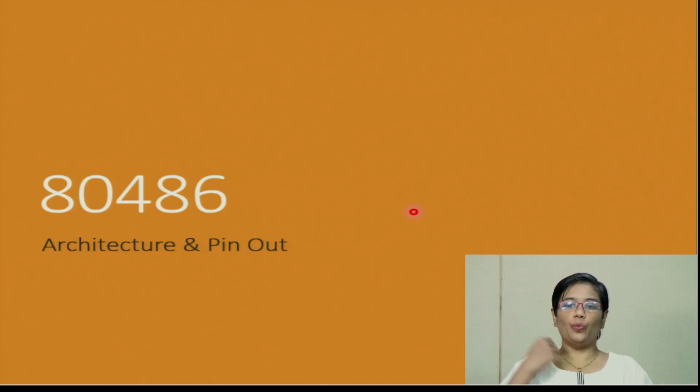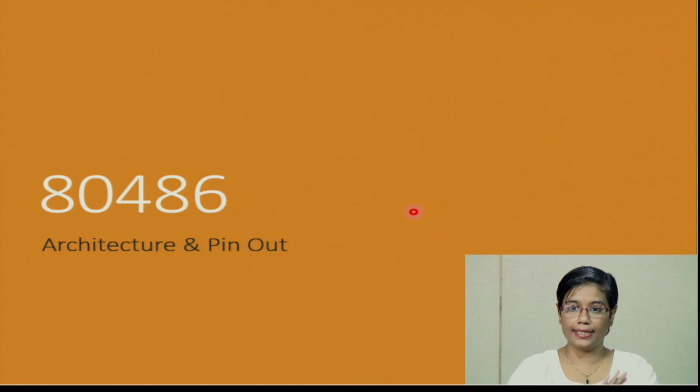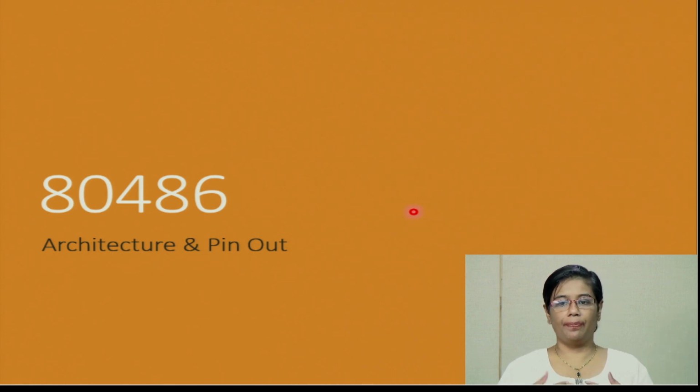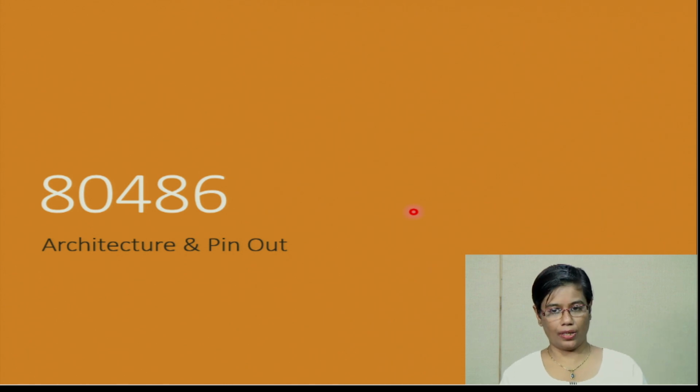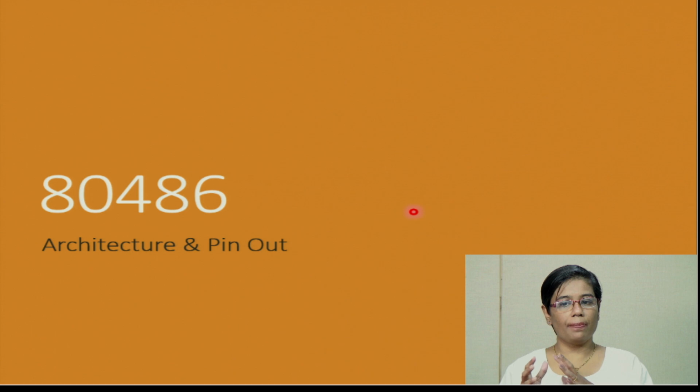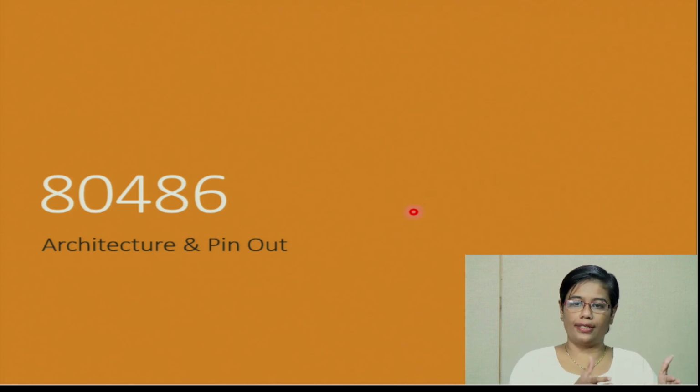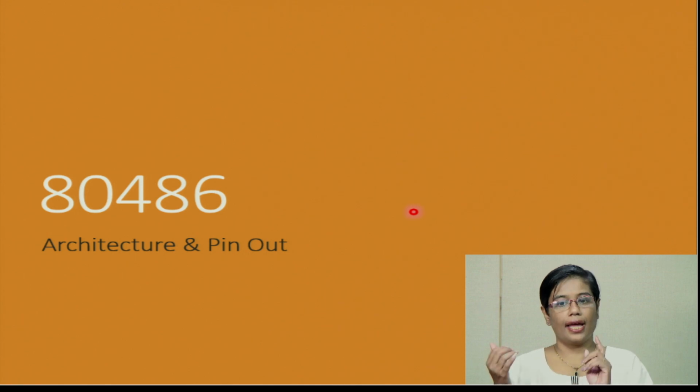So in this session, we'll have a look at the architecture and pinout of the 80486 processor. In the previous sessions, we had a look at 80286 and then 80386. So we look at 80486. We look at what are the main differences in architectural features in terms of 80386 and 80486.